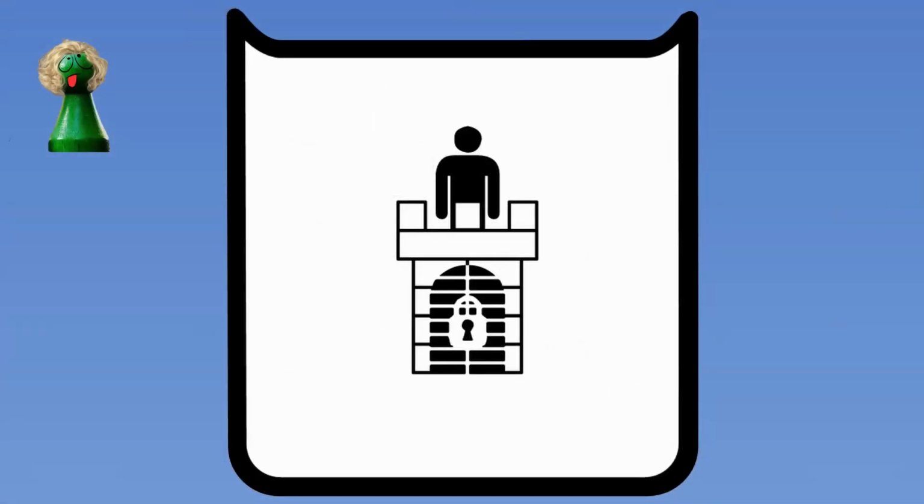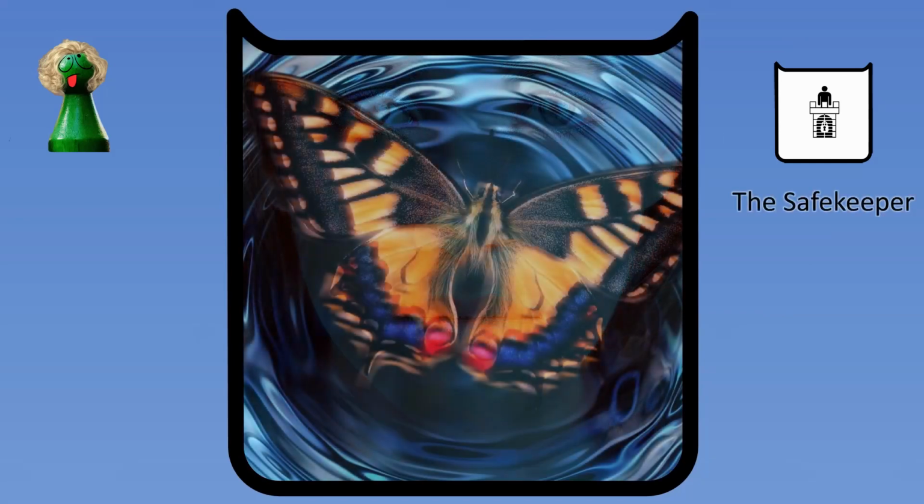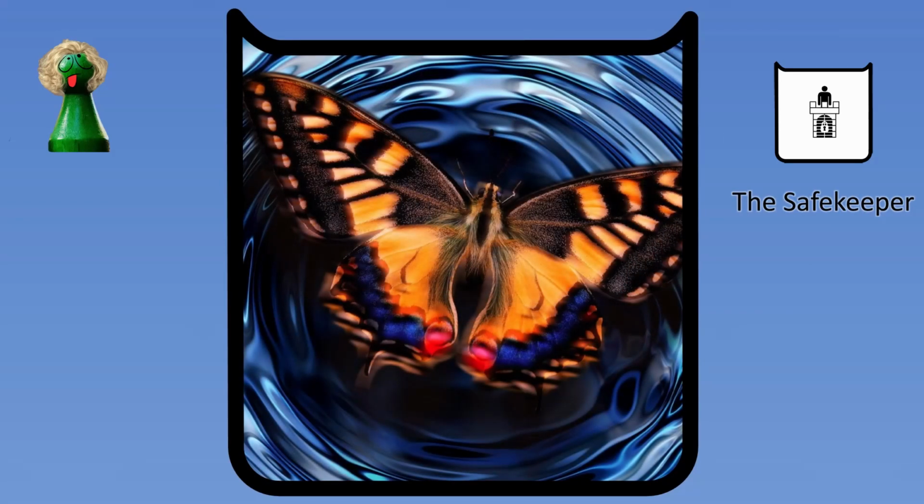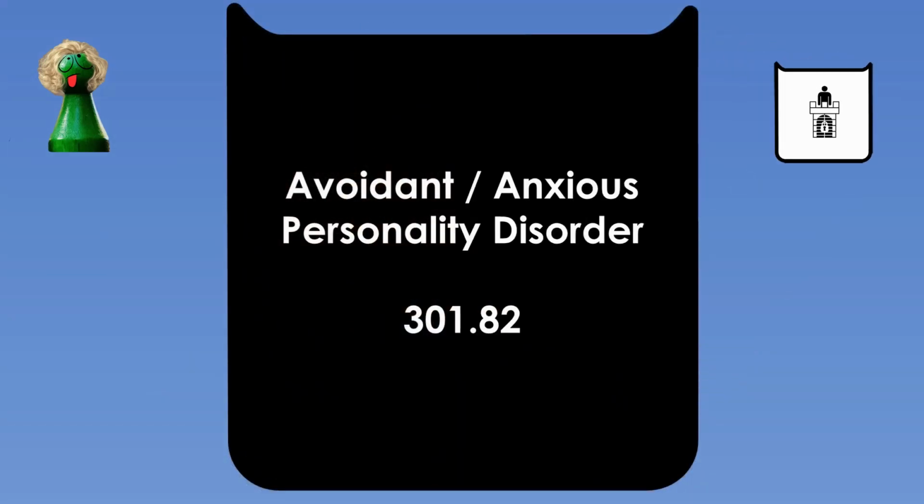The Safekeeper. Are you very sensitive and very loyal? Do you need a lot of time to absorb new impressions and accept changes? Then the archetype of the safekeeper is strongly developed in you. The pathological form of this archetype is the avoidant personality disorder.